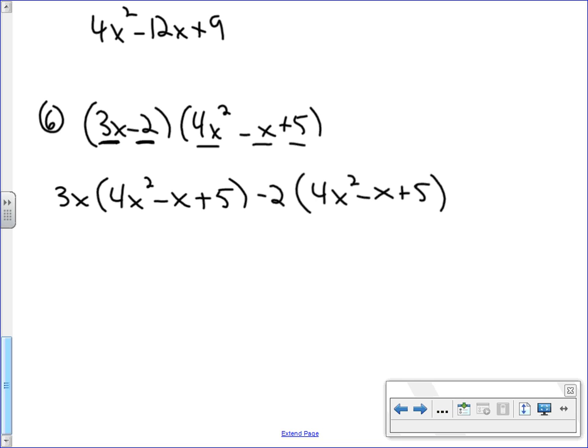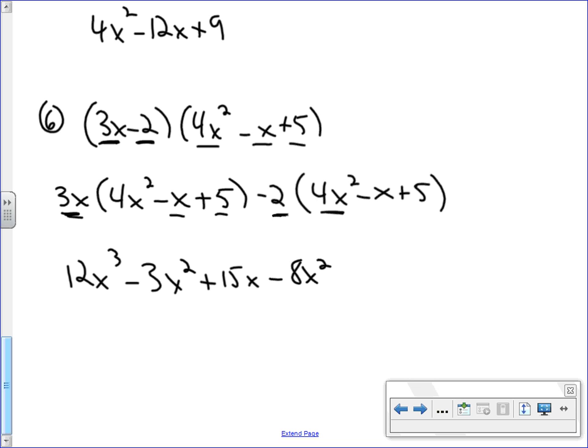All right, now you're going to do your distributive property. 3x times 4x squared is, oh, it's not 4, it's 12x cubed. 3x times minus x is minus 3x squared, make sure you have a minus, and then 3x times 5 is 15x. Then we have minus 2 times 4x squared, minus 8x squared, minus 2 times minus x, plus 2x, minus 2 times 5 is minus 10.